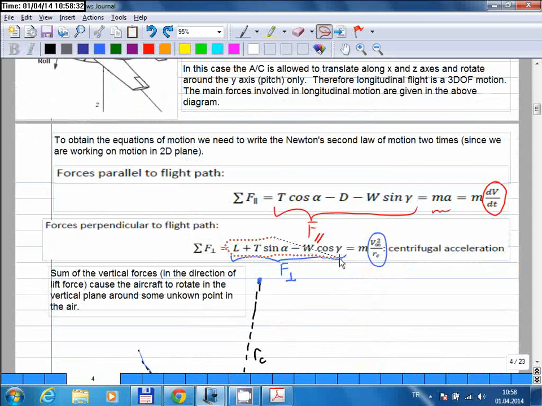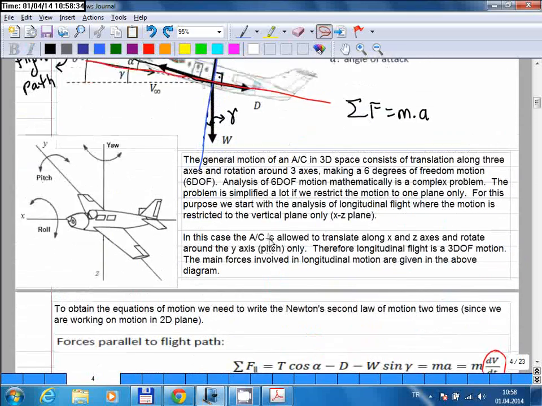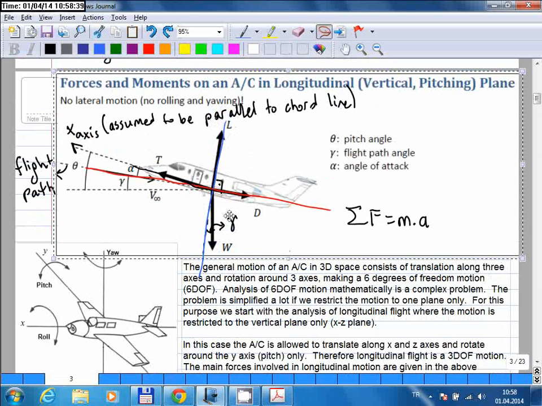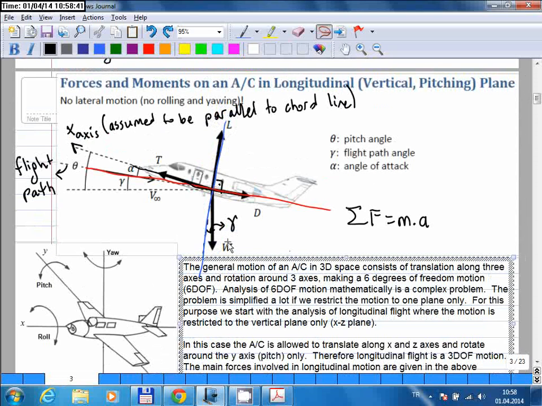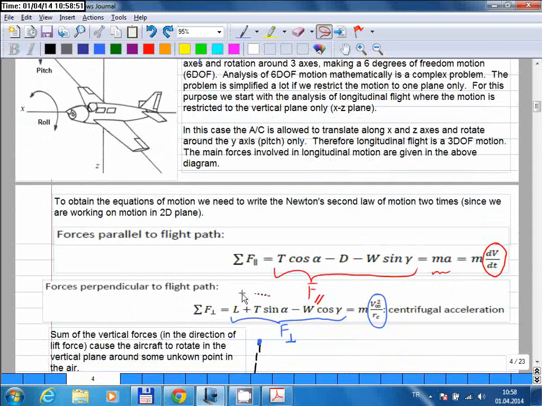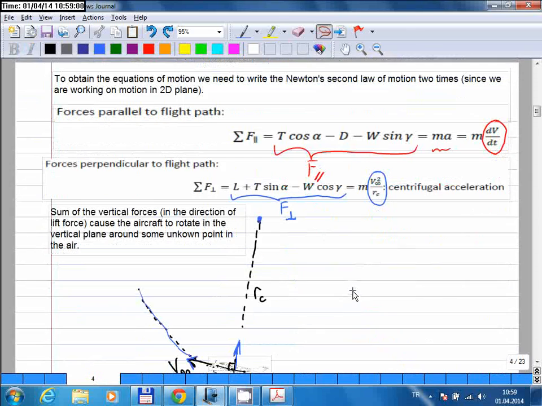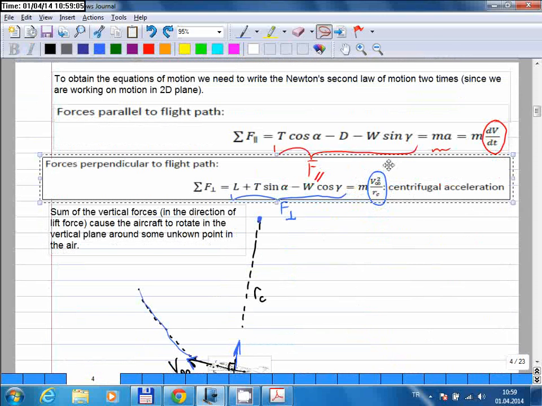I collect all the forces along that direction, and these forces are, the lift force itself is entirely in this direction. The majority of the weight vector is in the same direction, and then thrust has a little component in that direction. So these are the forces which are written here, as you see. And again, there can be an acceleration in the vertical plane, vertical axis as well. And I describe that acceleration as this.